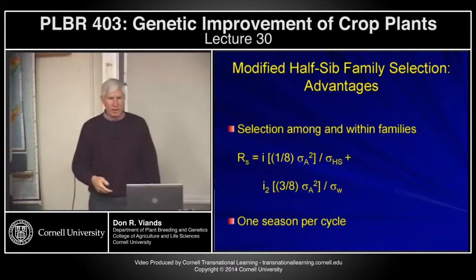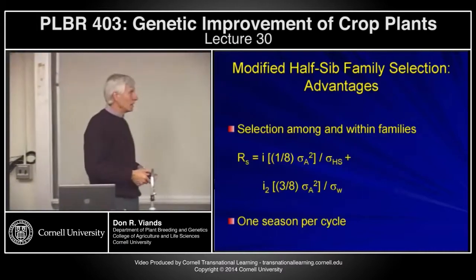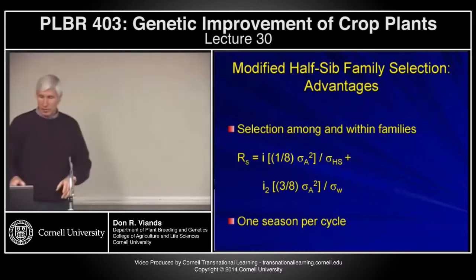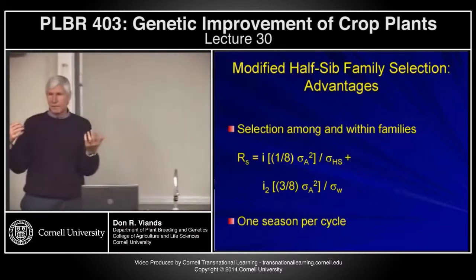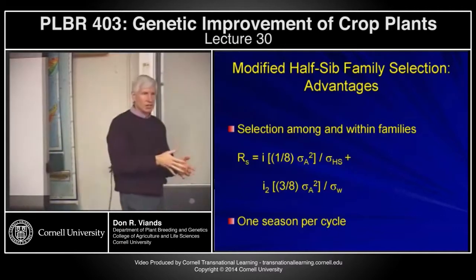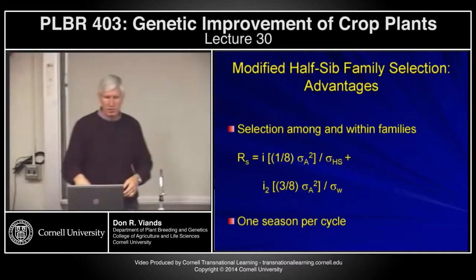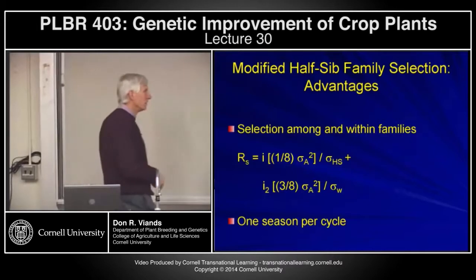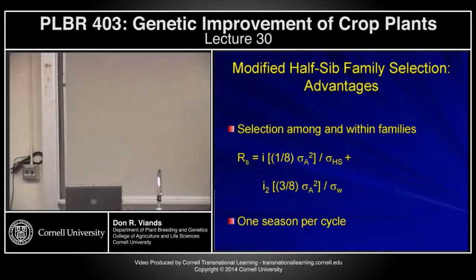Okay, now this is where I want to get to with this. One of the advantages, the main advantage, is that you're combining 2 breeding methods, half-sib and mass selection, and capitalizing on the additive genetic variation in both types of plants there.